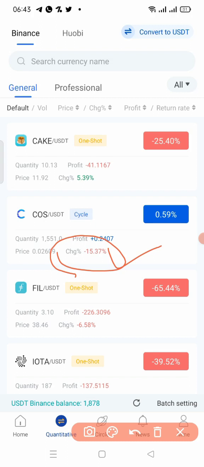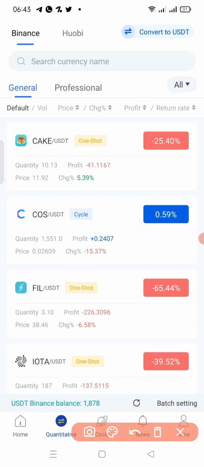So you see, it is minus 15%. So by the time it gets to green, I would have made a lot of money from this coin. Okay, and I'll just exit and put it on one shot once it gets to 3 or 5% on the green. All right, and that will be okay. So for now, it's on cycle, and that's fine, whatever it's doing.